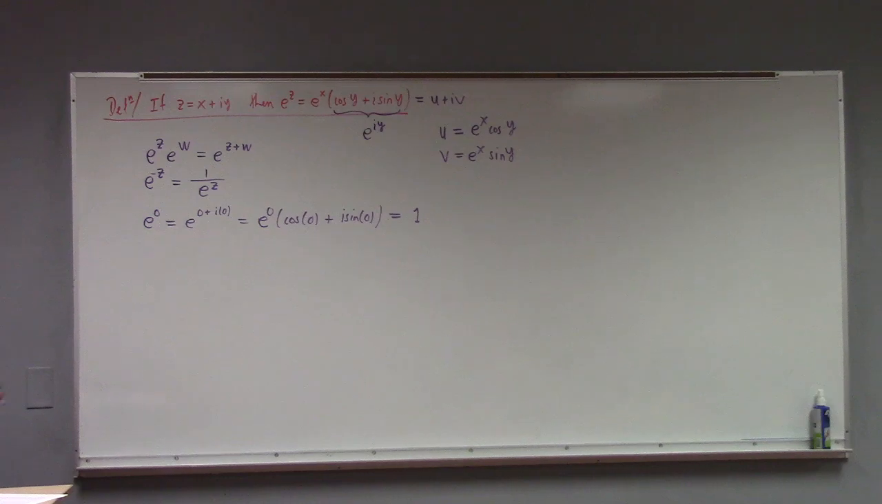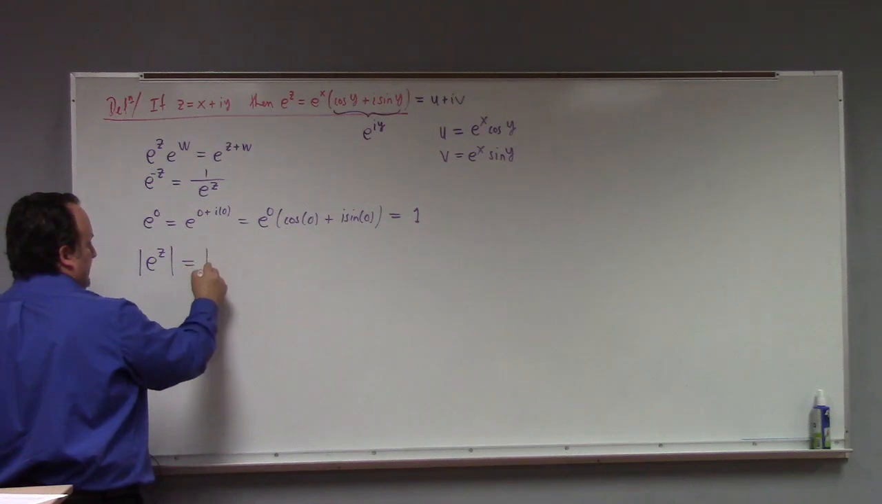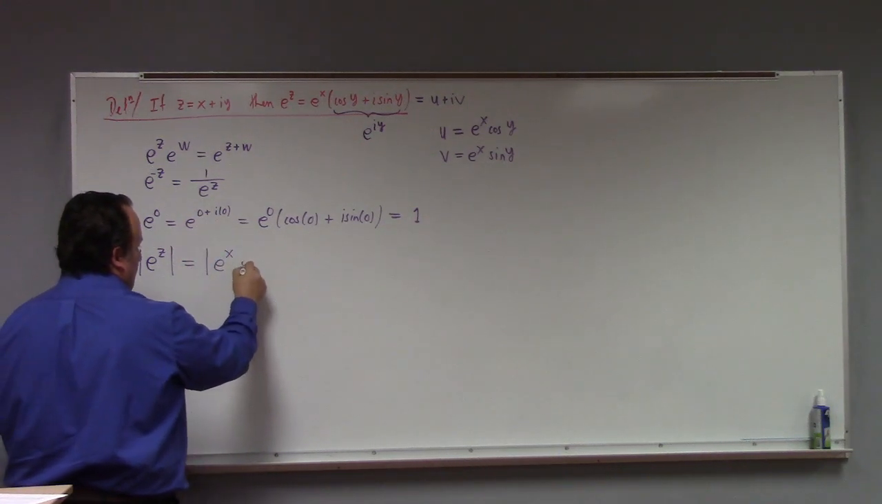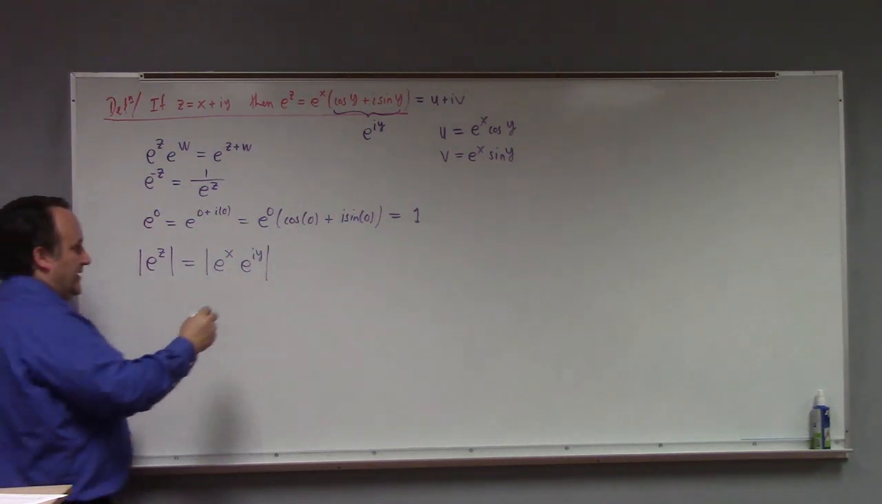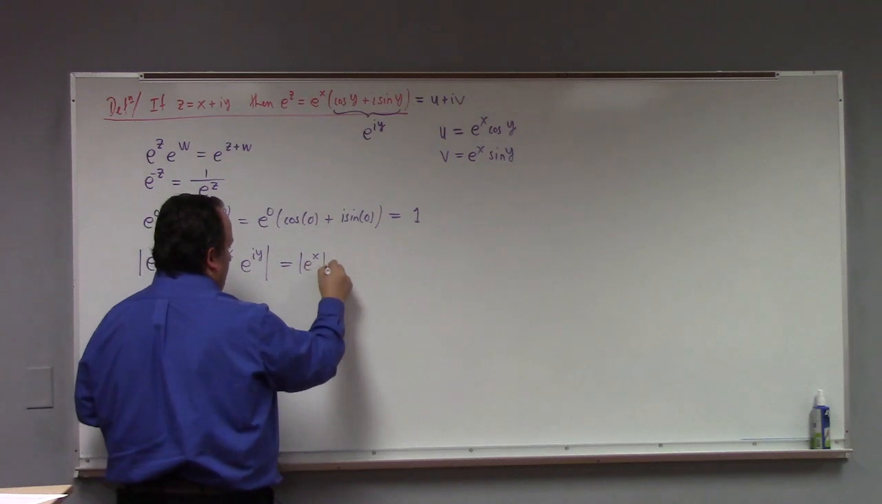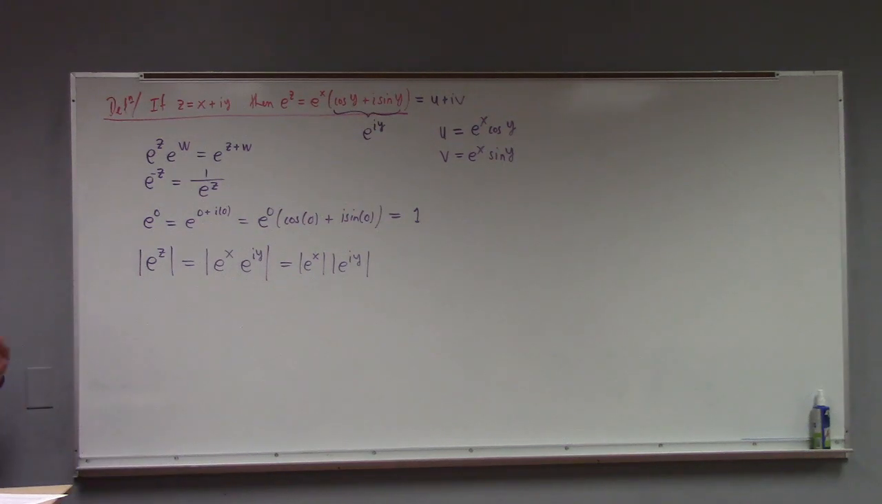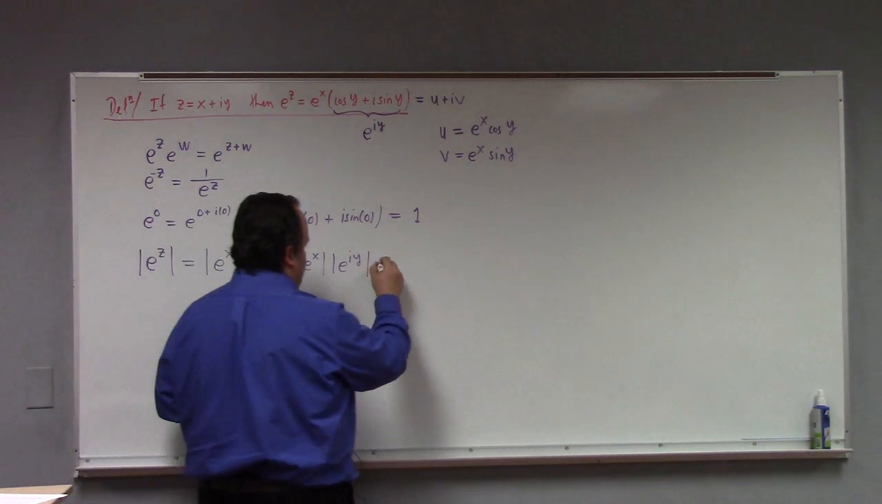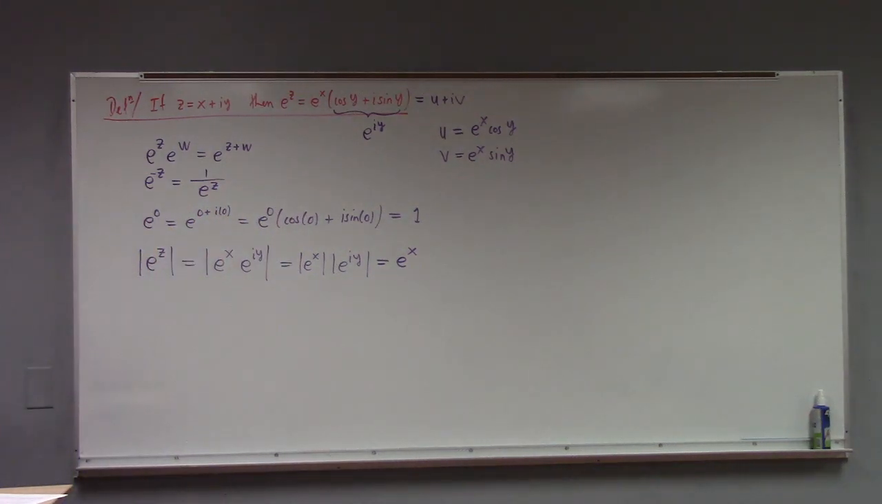What's the magnitude of the exponential? That would be the magnitude of e to the x times e to the iy. Remember that the magnitude of a product is the product of the magnitudes. So we have the magnitude of e to the x times the magnitude of e to the iy, right? Now e to the x is a positive quantity, so the magnitude of that is just itself again. And the magnitude of e to the iy is 1, right? So the magnitude of the complex exponential is simply the exponential of the real part of it, like that.